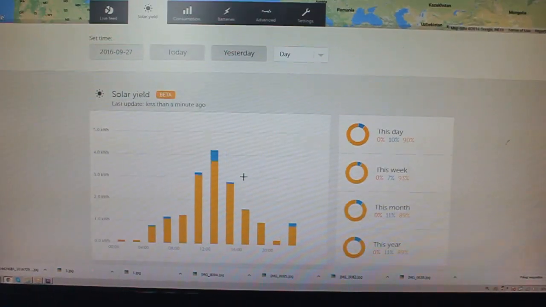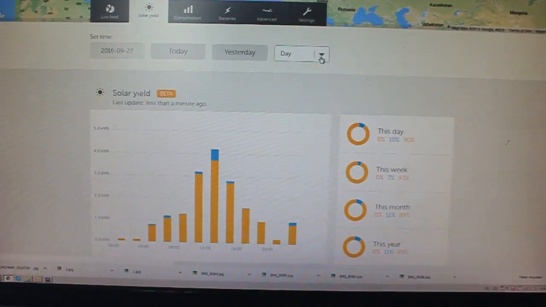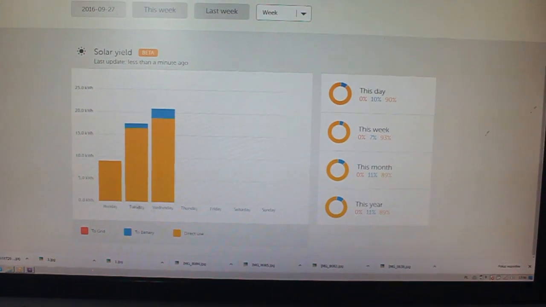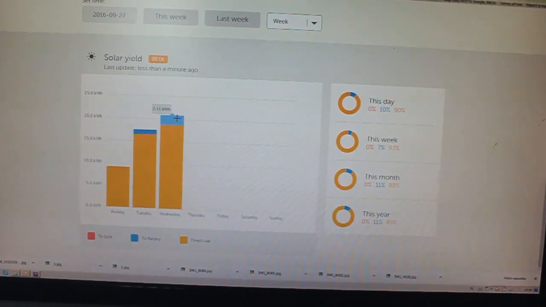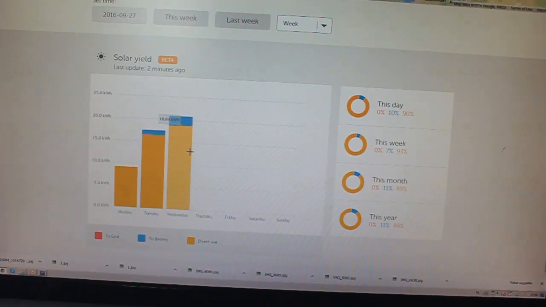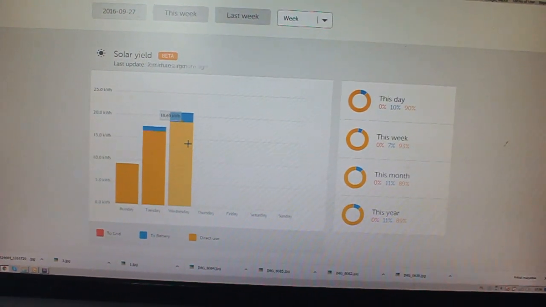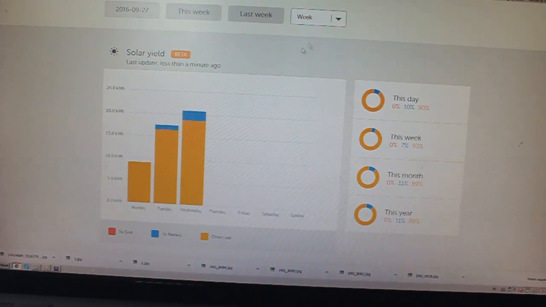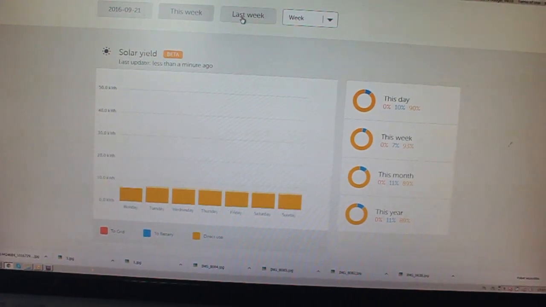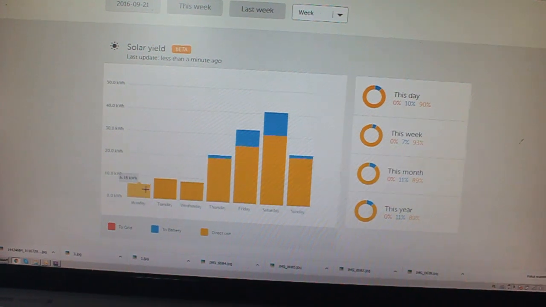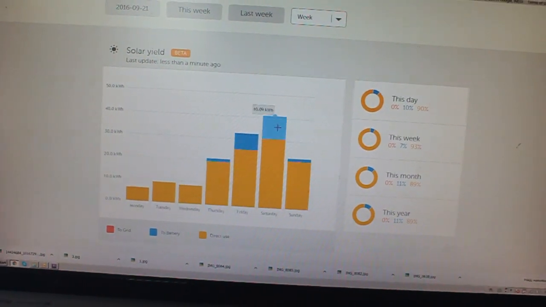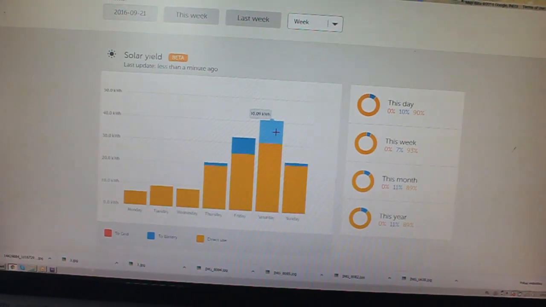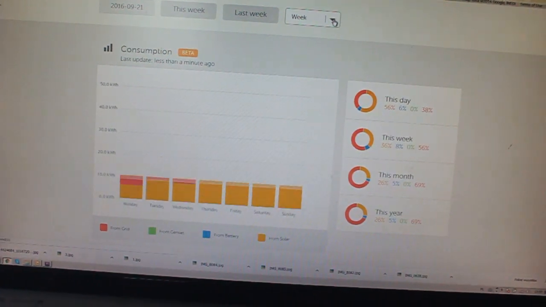But the answer, let's look at a week. This is this week. We have Wednesday: 2 kilowatt hours pushed to the battery, and almost 19 kilowatt hours used directly. Let's look at the last week. All the energy used directly, maybe a little bit of charging here and here. Same with the consumption.